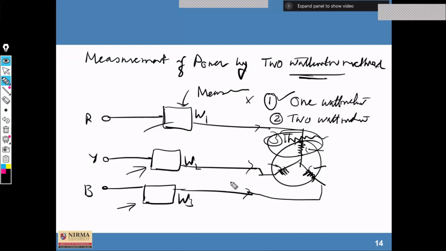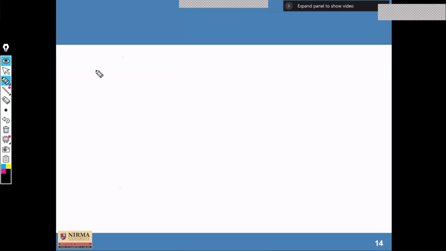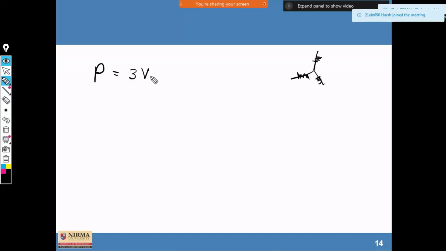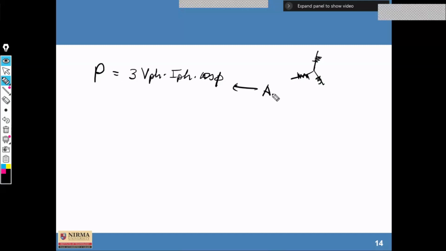What is the equation of power here? The equation of power is P, that is active power. And this active power can be written with phase voltages by multiplying by 3, because each phase consumes a power. So here we can have 3 times VPH into IPH into cos phi. So this is the equation of active power.